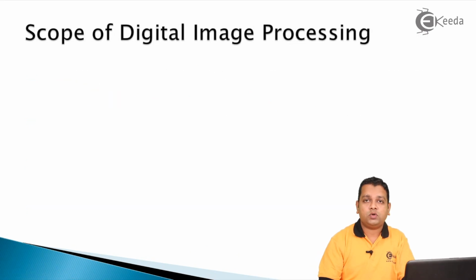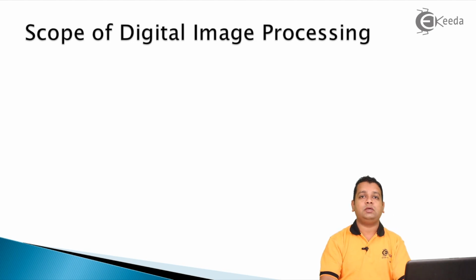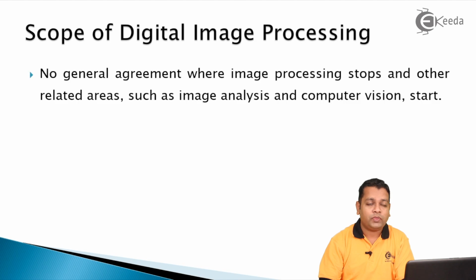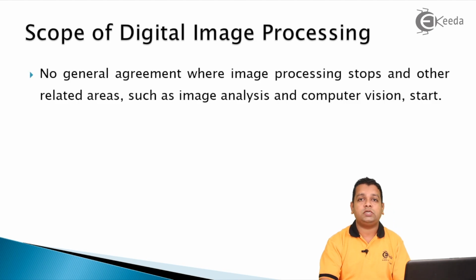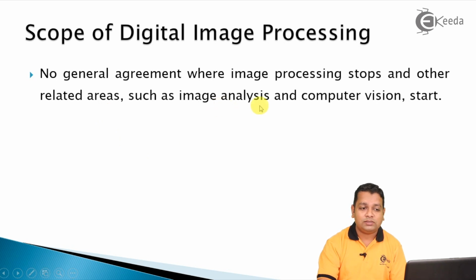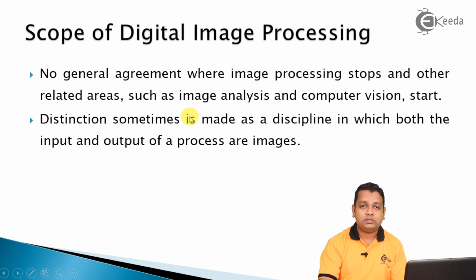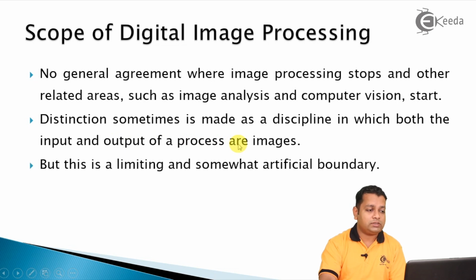After the advantages of digital image processing, let us address what is the exact scope of digital image processing. The very first point is that there is no general agreement where image processing exactly stops and related areas such as image analysis and computer vision start. Sometimes the distinction is made that it is a discipline in which both the input and output of the process are images. But this definition is limiting and somewhat an artificial boundary.